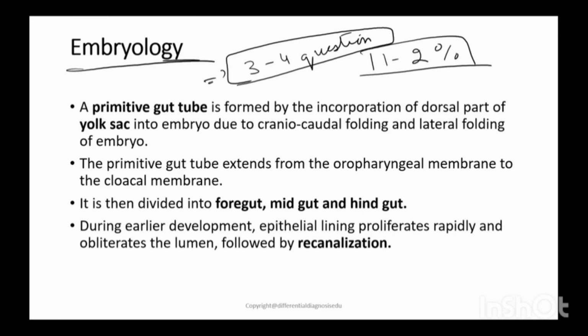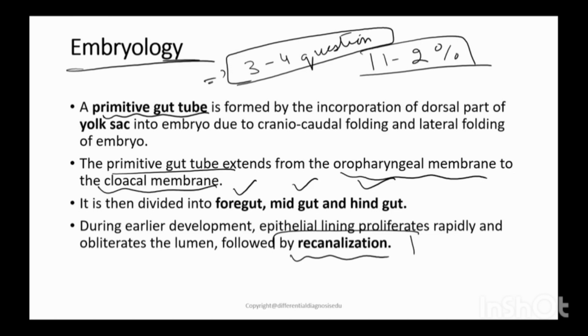One other thing, we will be covering everything very fast and quickly. It's a review course, but try to focus, and I will be highlighting the most important information. So how is the primitive gut tube formed? It extends from the oropharyngeal membrane to the cloacal membrane, divided into foregut, midgut, and hindgut. Once it is formed, it is canalized by proliferation.